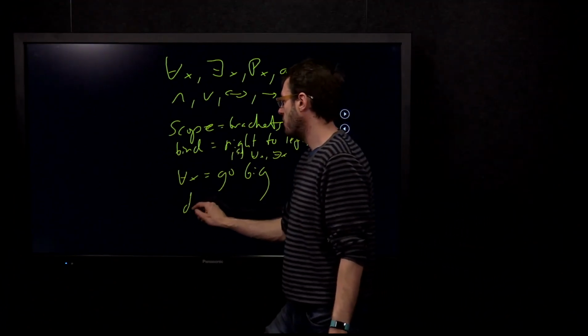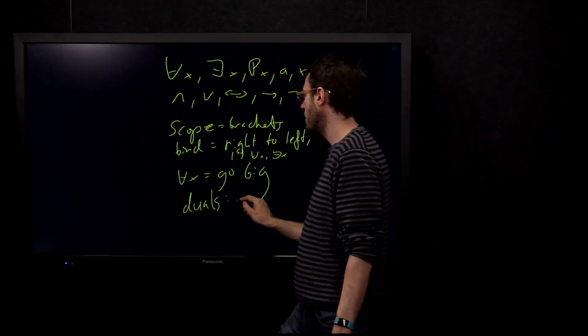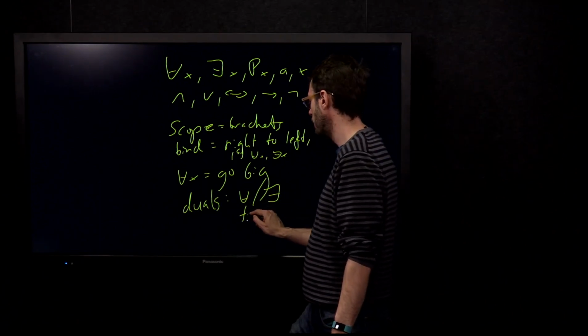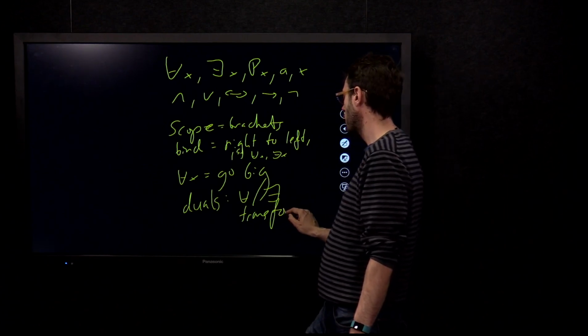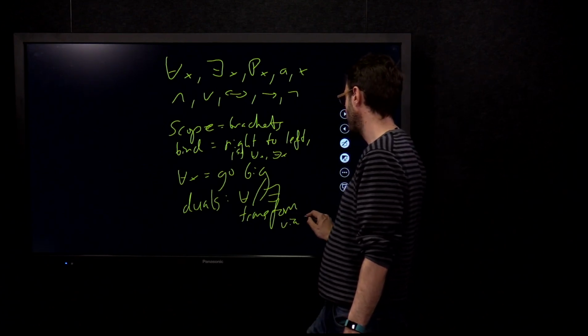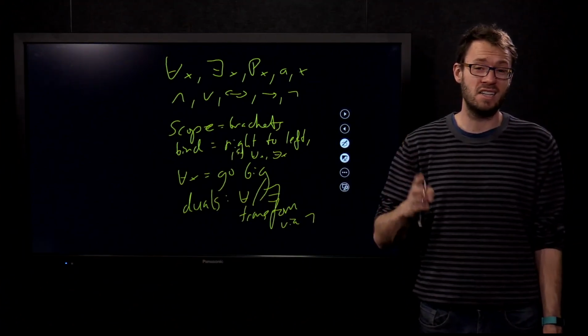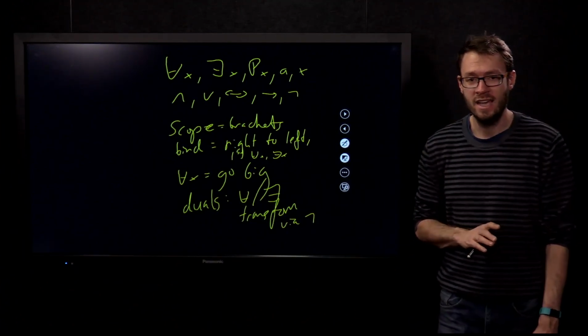And the last thing is that we've got quantifier duals. So the universal and the existential can transform via the negation. And so those are the core points that I want you to take away from understanding the syntax of monadic predicate logic.